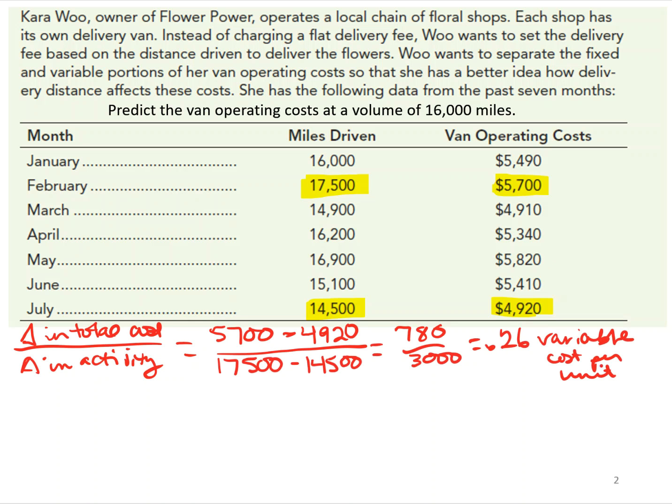Now that we know the variable cost per unit, we can calculate our total variable cost. So you either pick the high or the low level of activity. It doesn't matter which one you want to take. Either one will give you the same answer. So at this time, let's look at the high level, which was February. And we're going to take 17,500 miles times the 26-cent unit variable cost. So 17,500 times 0.26 gives me 4,550 total variable cost.